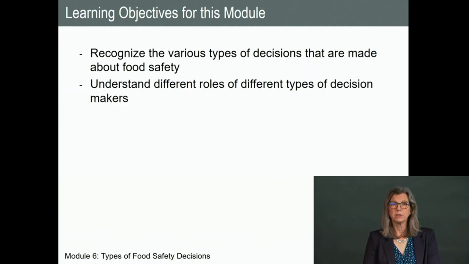So the learning objectives for this module are to recognize the various types of decisions that are made about food safety by different actors, and then to understand those different roles that different actors have within the food safety system in terms of the types of decisions.